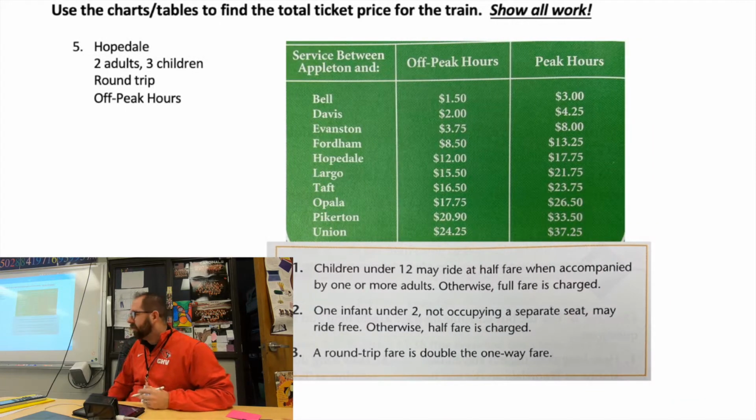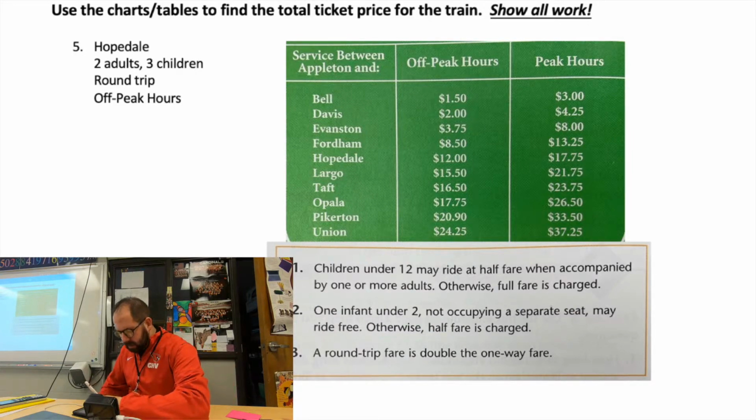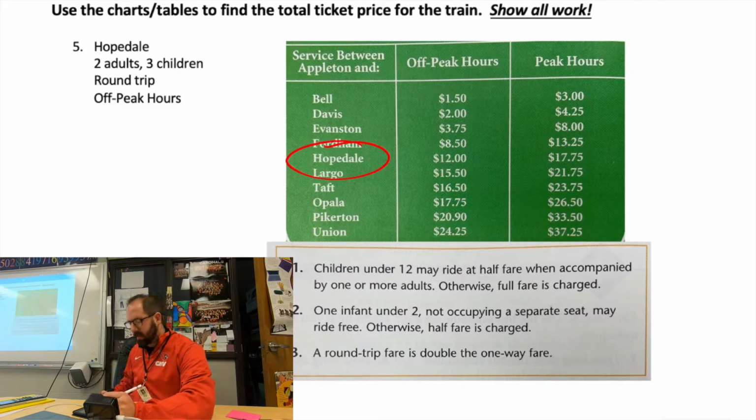So this is number 5 on our practice guide. It's based on train prices. You're going on a train, from one service station to another. I tell you where you're going. We're going to Hopedale in this particular case. So let me highlight this here. We're going to Hopedale, and we're going with 2 adults and 3 children. We're going round trip, so that means you have to buy basically 2 tickets per person.